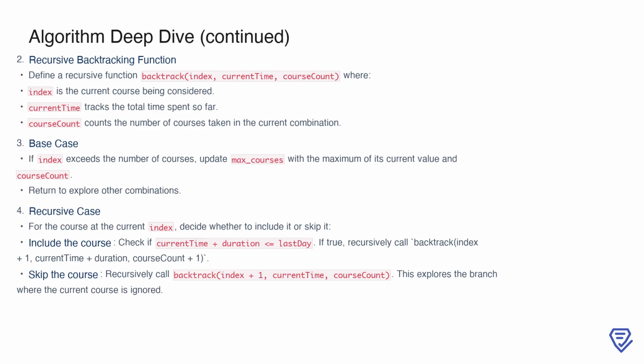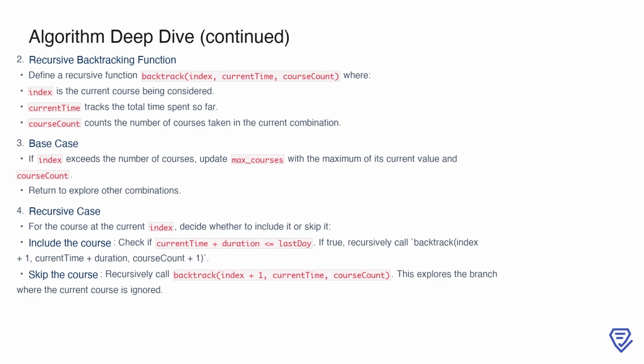This function, backtrack, is defined with three parameters: index, which represents the current course being considered, current time, which tracks the total time spent so far, and course count, which counts the number of courses taken in the current combination. The first step is to define a base case. If the index exceeds the total number of courses, we update the max_courses variable with the maximum value between its current value and the course count of the current combination.